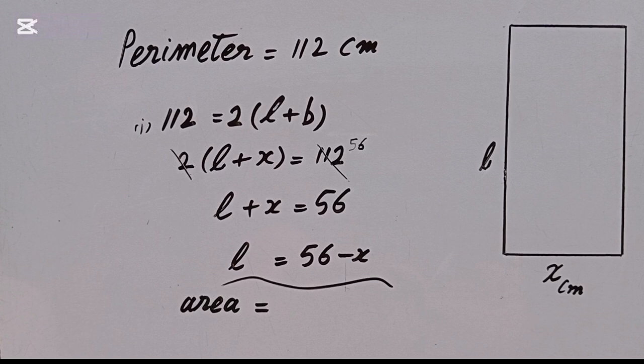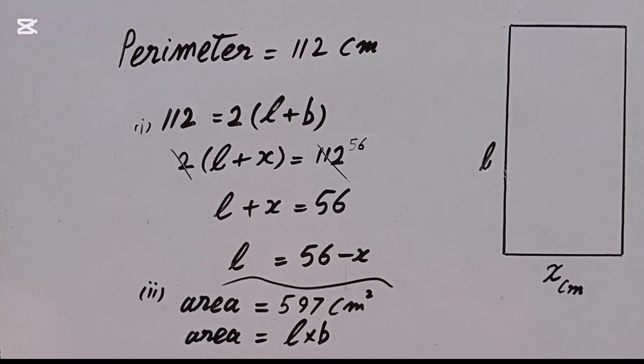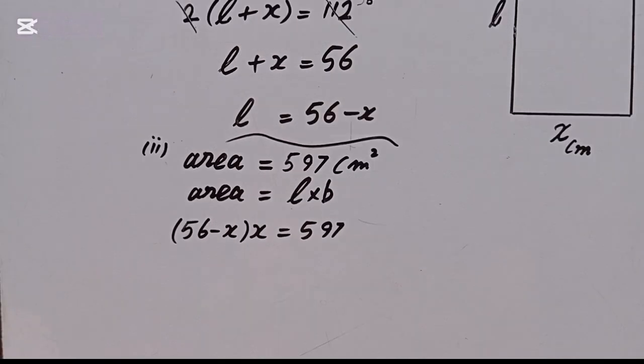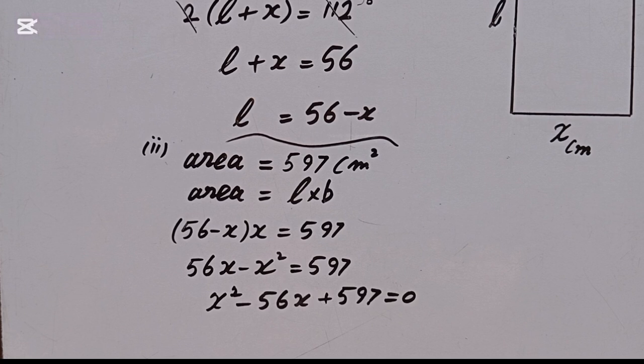Now for part 2, area is given as 597 centimeters square. Area of the rectangle is equal to the product of length and breadth. Length in the previous part we have calculated as 56 minus x. Using the formula here, 56 minus x multiplied by x equal to 597. This way we have developed a quadratic equation x square minus 56x plus 597 equal to 0.